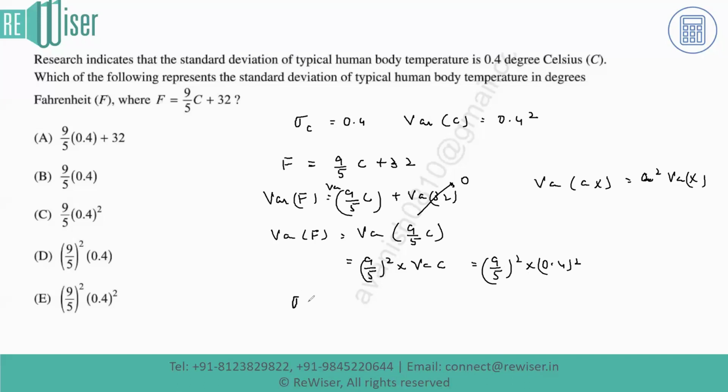If now I want to get the standard deviation of F, that is the root of the variance of F. If I apply this formula, that will be the root of 9 by 5 whole squared into 0.4 whole squared, which is equal to 9 by 5 into 0.4. So the answer to this is B.